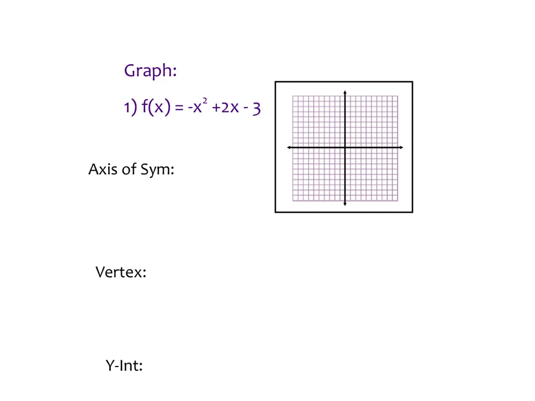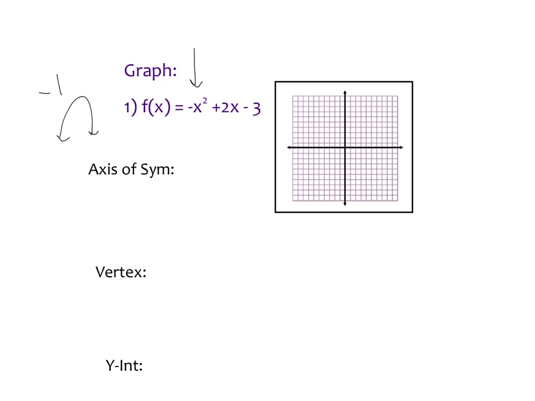So we need to graph f of x equals negative x squared plus 2x minus 3. First off, let's remind ourselves, which way is this parabola going to open, up or down? And again, that's by looking at whatever term is in front of x squared here, and that is negative 1. So since negative 1 is less than 0, our parabola will open downward. Just something good to note.